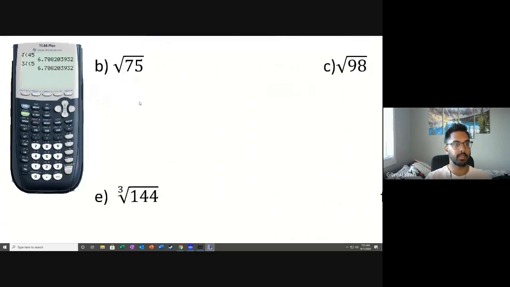Okay, let's try another one. Let's try B, so square root 75. Approach it the same way. We want to have the product of two radicals, one of those things a perfect square.